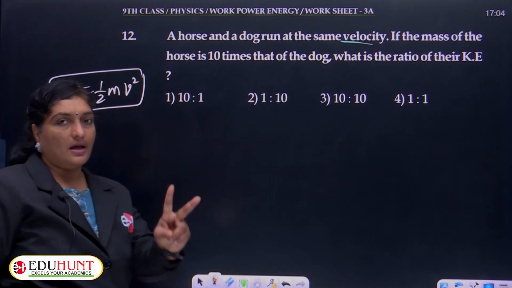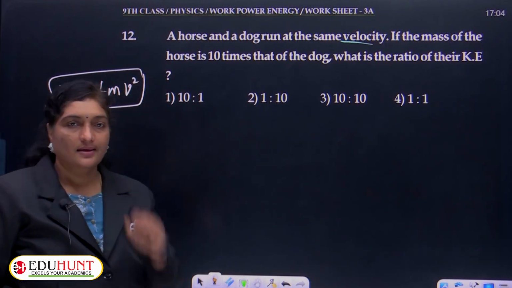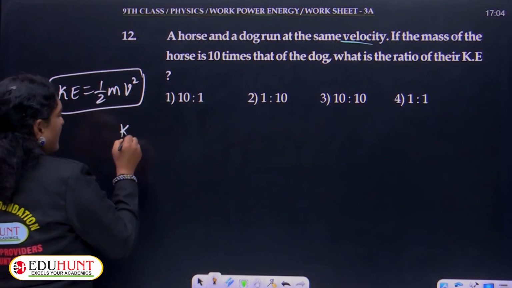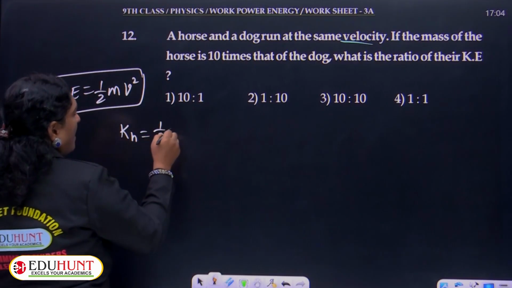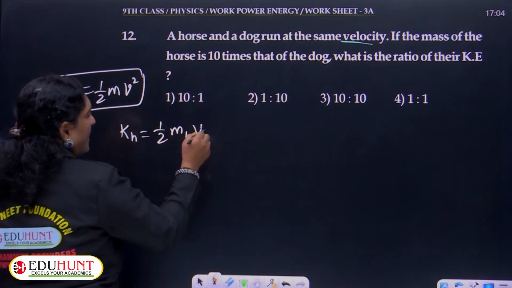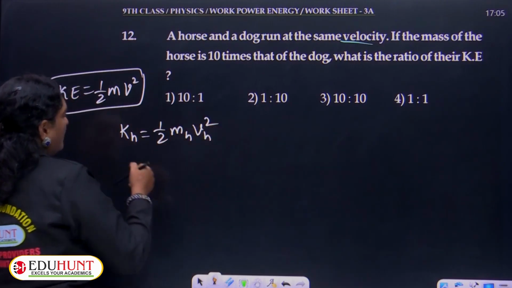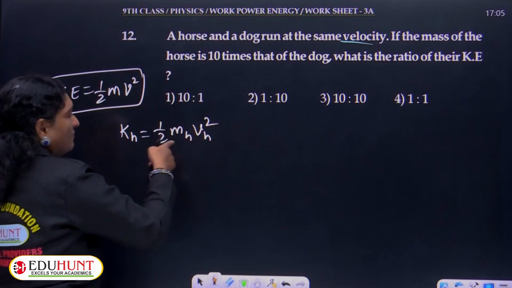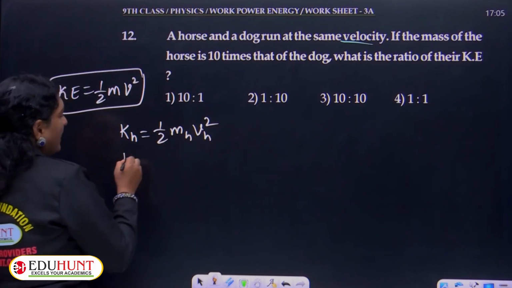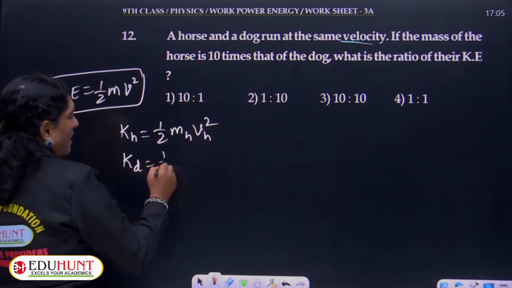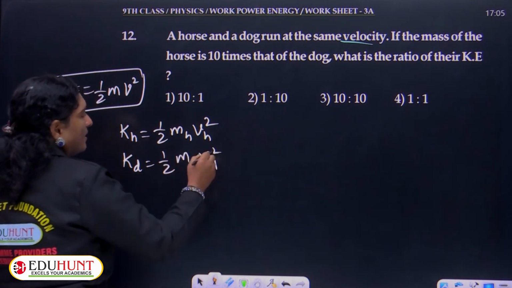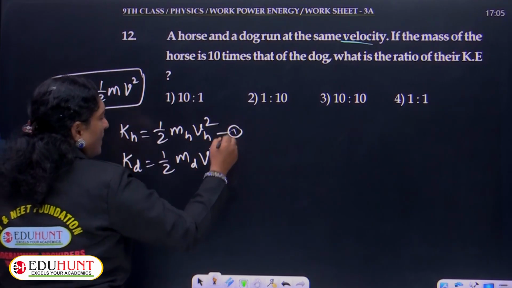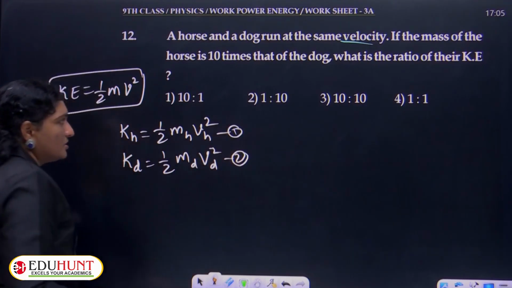Here, two things are comparable. One is horse, the other is dog. So, let us take for horse half mass of the horse and velocity of the horse square. K equals half mv square for horse. Similarly, for a dog, half mass of the dog, velocity of the dog square. This is equation 1 and this is equation 2.